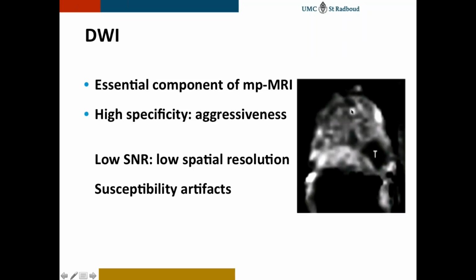So diffusion, next to T2, in my opinion, is the most important sequence in the mpMRI of the prostate. It has a very high specificity for aggressiveness.